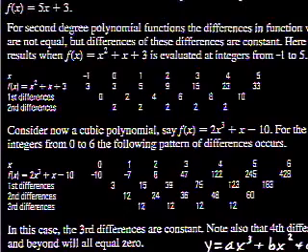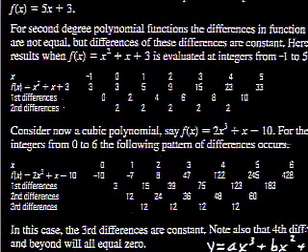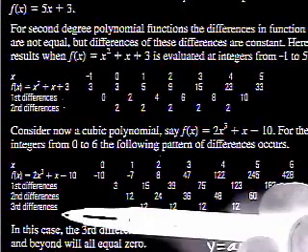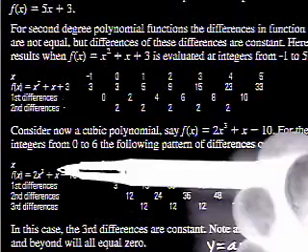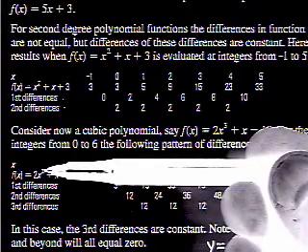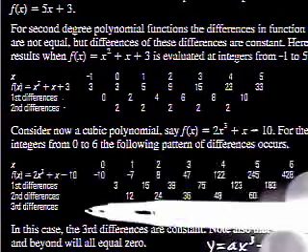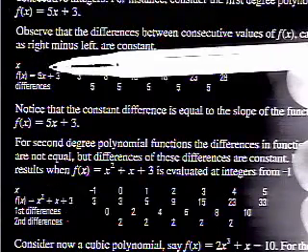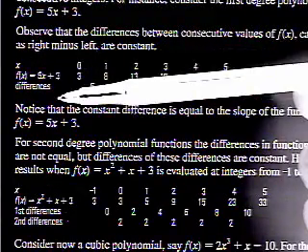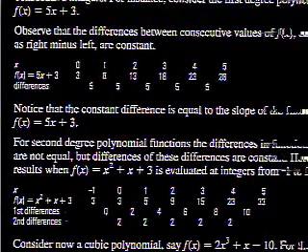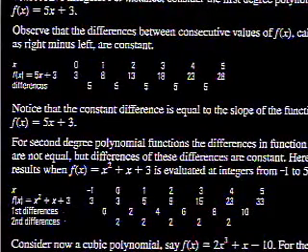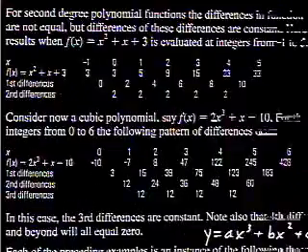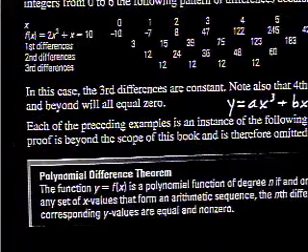Now, what's going on in these different examples? Well, match up the number of differences with the degree of the polynomial. It's a third degree polynomial. It took 3 differences. It's a second degree polynomial. It took 2 differences. It's a first degree polynomial. It took 1 difference. That's what this theorem is saying. The polynomial difference theorem.